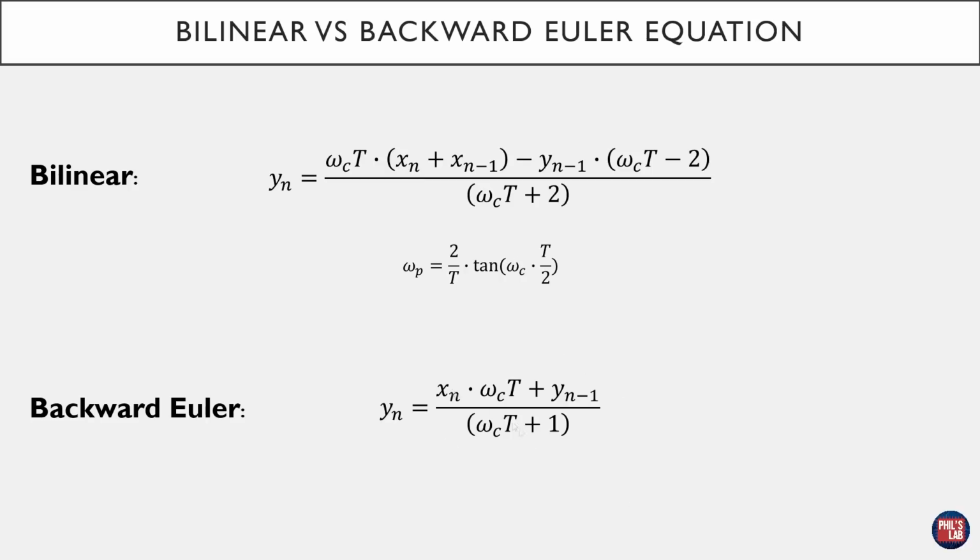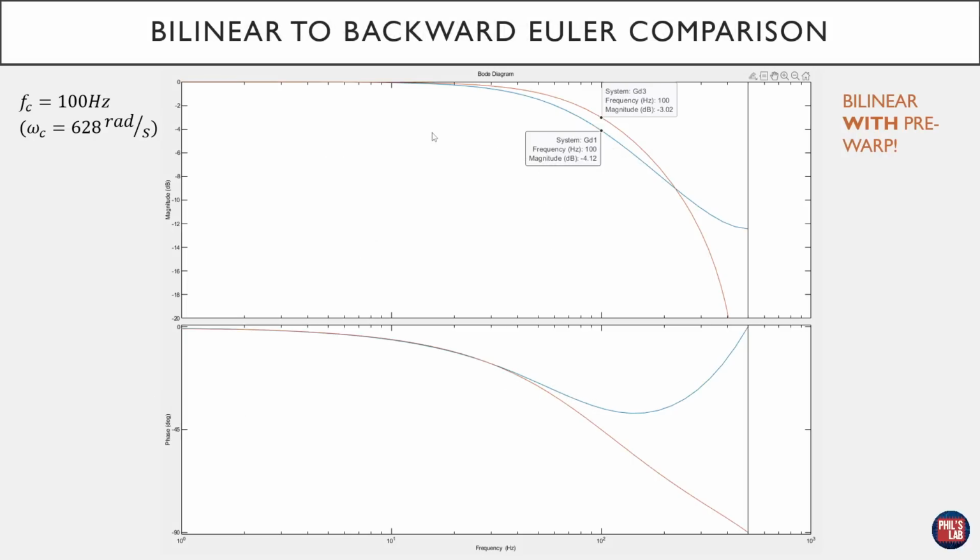However, now let's compare the frequency domain performance between the bilinear transform and the backward Euler method and transform. Here I've plotted the Bode plots, that is magnitude versus frequency and phase versus frequency, using MATLAB from the discrete time transfer functions in the Z domain. The red curve is the bilinear version with pre-warp, and the blue curve is the backward Euler transform. I've set a cutoff frequency of 100 Hz. The red trace, which is the bilinear with pre-warp, is pretty much bang on, the minus 3 dB magnitude is exactly at 100 Hz, whereas at 100 Hz for the backward Euler case, we're already at minus 4 dB. So actually we have a lower cutoff frequency for the backward Euler.